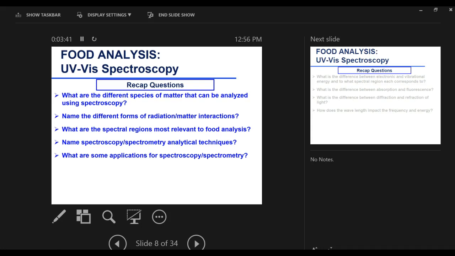Okay, what are some applications for spectroscopy spectrometry? Anna? Quantification of different components. Yep. What else? Identification. Sophie, what else? Compositional analysis. Okay. So identification, quantification, composition, detection of presence, forensics. So all of that.